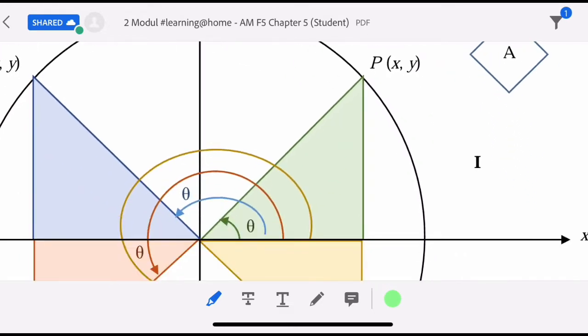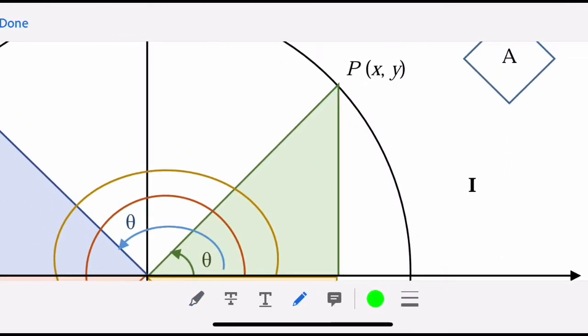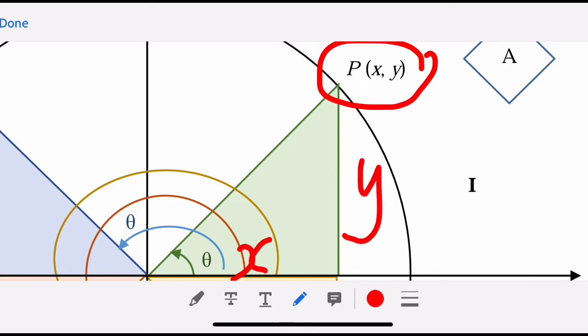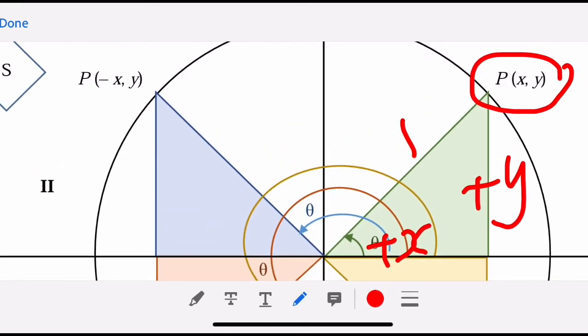What is this? Actually, the first wing is about the point P. Here y, here x, both are positive, and here 1. So you can read the coordinates for the first quadrant, which both are positive. For the second quadrant, here is negative x, here is positive y, right?